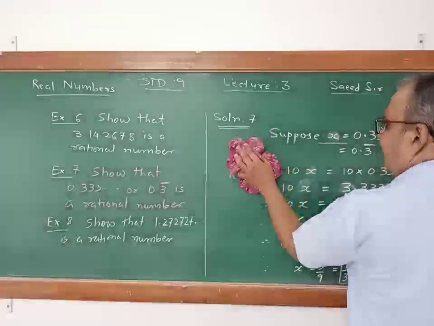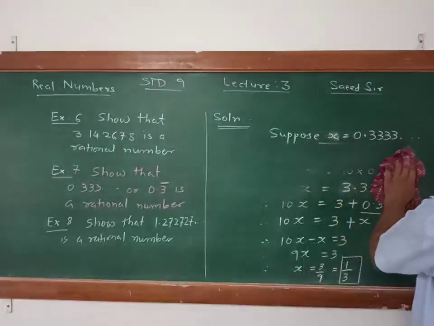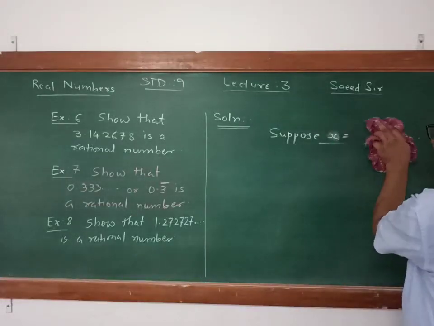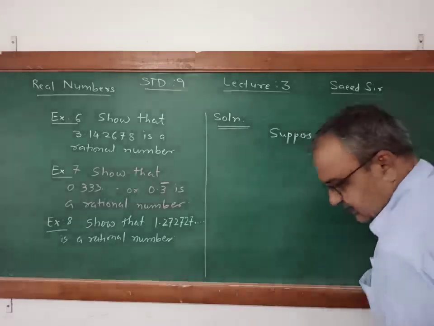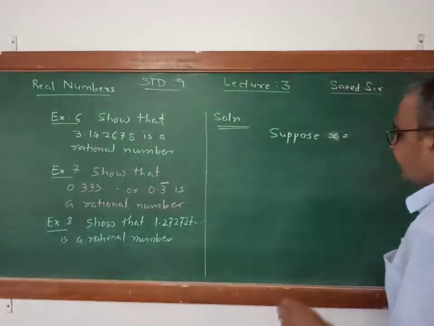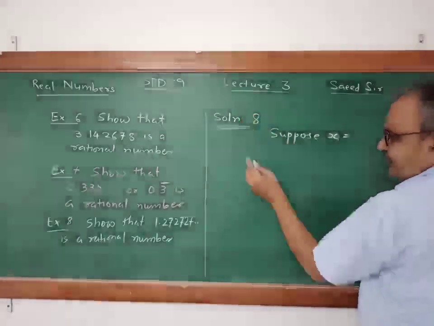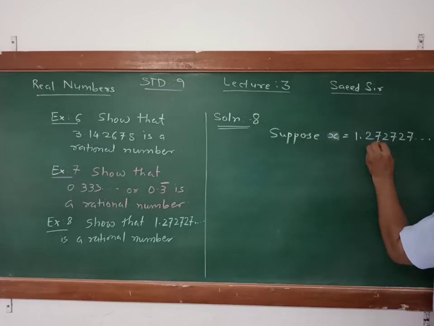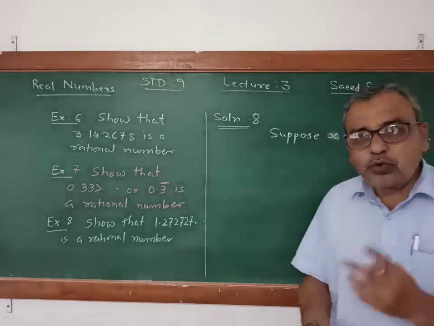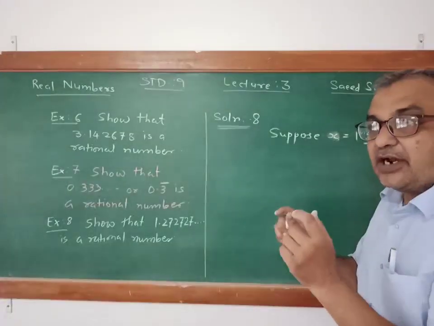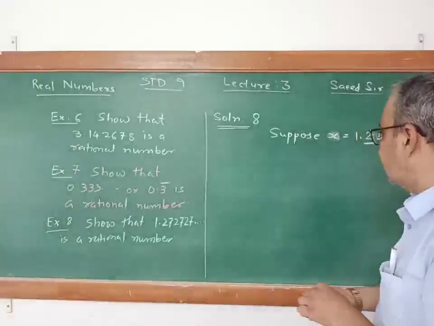Now going for example number 8. When we go for example number 8, we have to consider how many digits are repeating. That's the main thing. Suppose x is equal to 1.272727.... So 2 digits are repeating. How many digits are repeating here? 2 digits. So we have to multiply on both sides with 100.